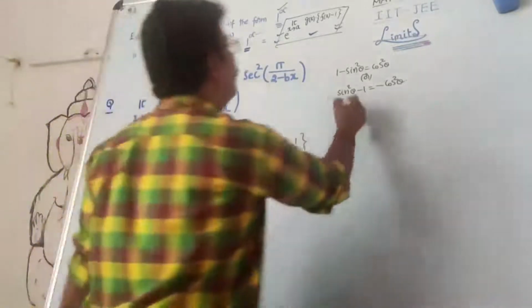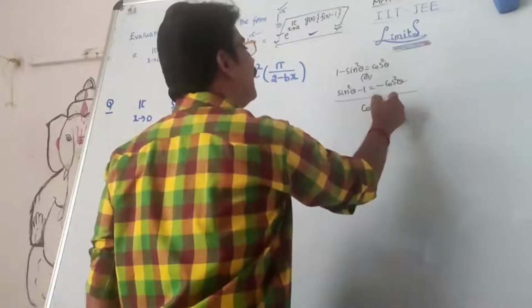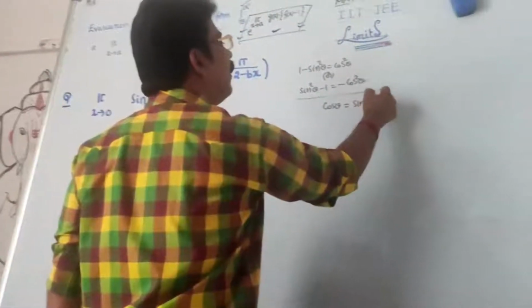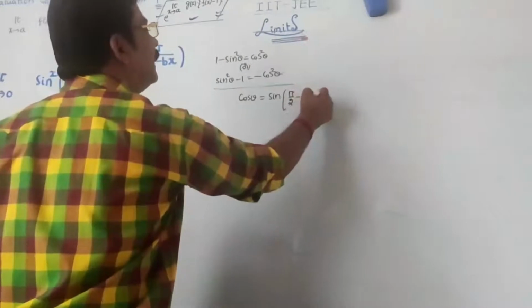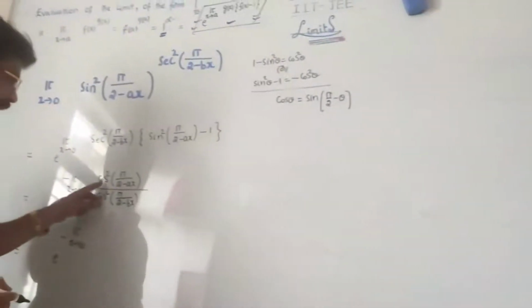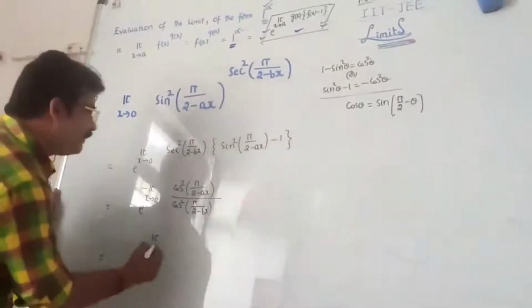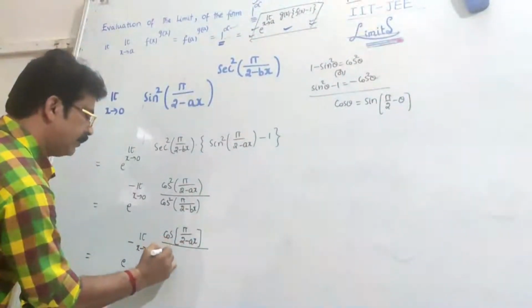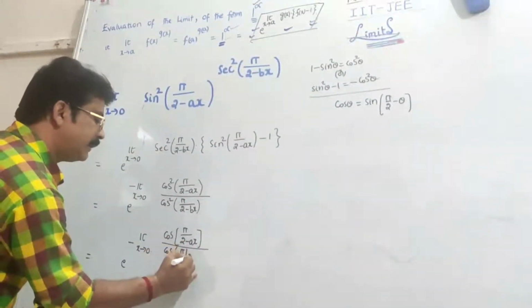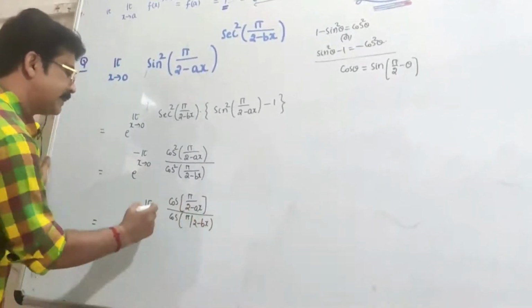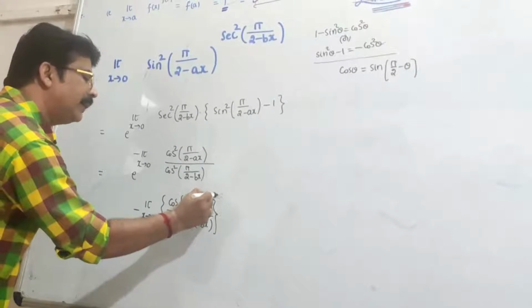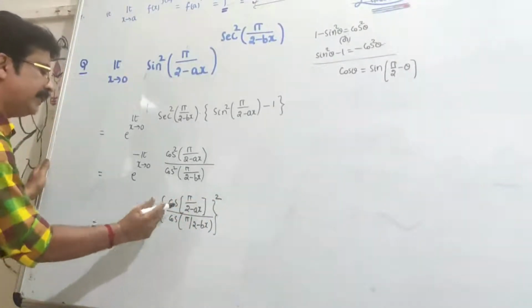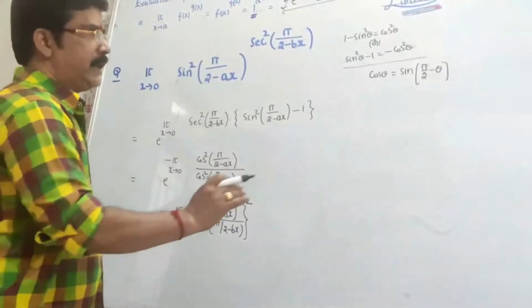What I am saying is that here, first we write cos theta equals sine of (pi by 2 minus theta), that is 90 minus theta. So first it will be cos of (pi by 2 minus ax) divided by cos of (pi by 2 minus bx), its whole square. It is all e power, meaning exponent of e. Okay, right. Here is rough work.